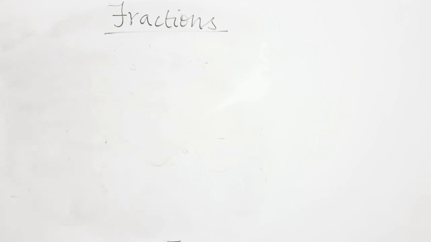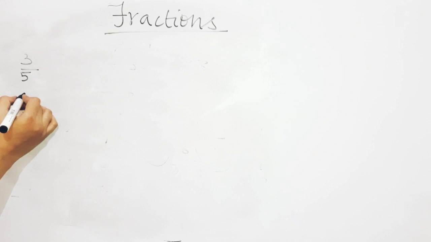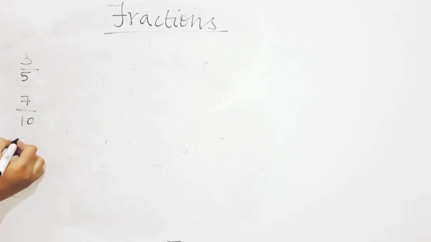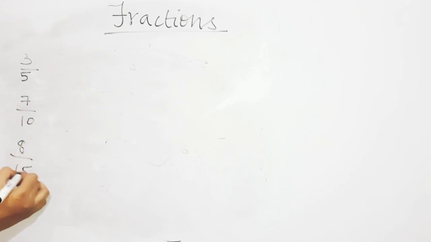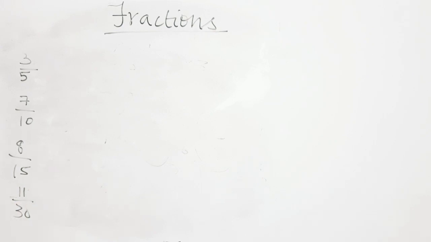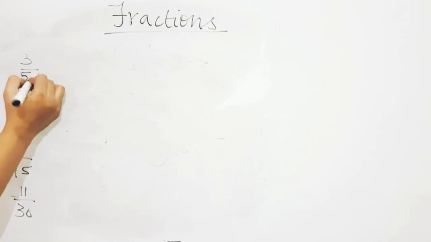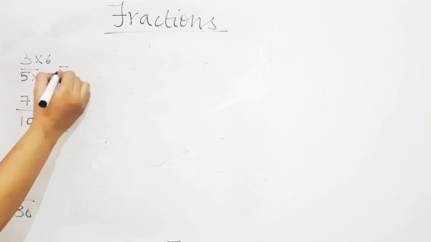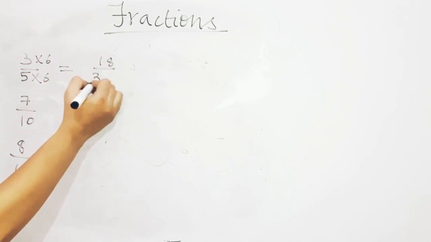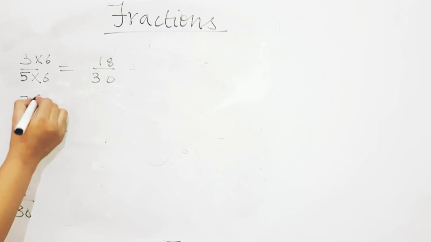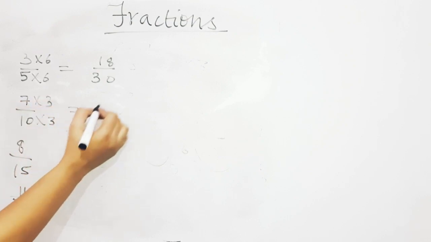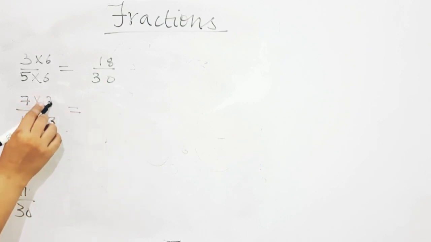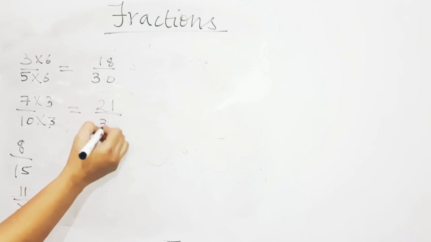So now to make it 30, क्या करेंगे आप? 3/5, next one is 7/10, then 8/15 and 11/30. अब आपको क्या करना है? डिनोमिनेटर को 30 बनाना है. To make it 30, it has to be multiplied by 6. So it will be 18/30. Now to make it 30, we have to multiply by 3. The same number has to be multiplied with the numerator also. So it will be 21/30.